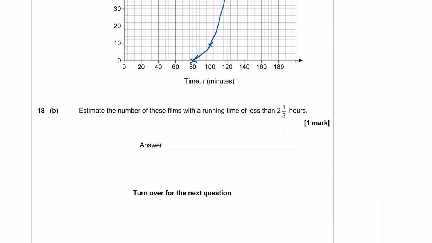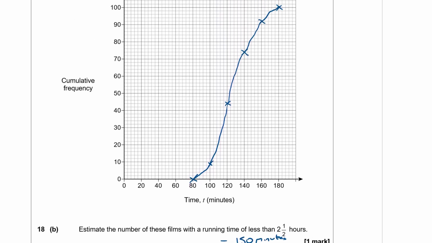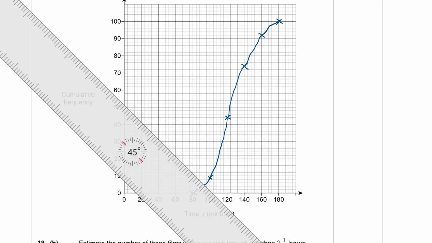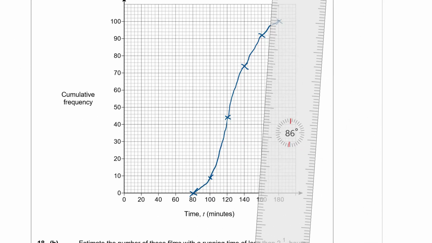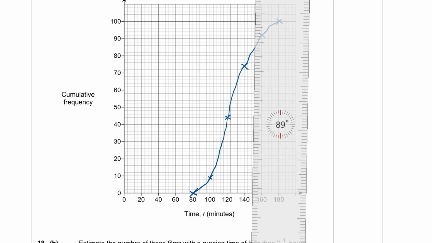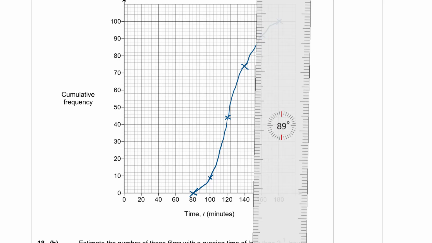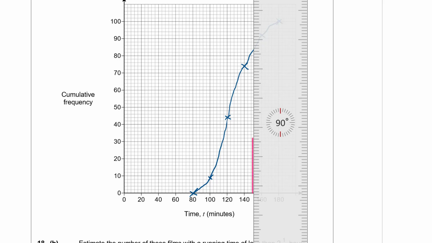Estimate the number of these films with a running time of less than 2.5 hours. So 2.5 hours is how many minutes? That's 150 minutes, isn't it? So what we need to do is read up from 150 and across. So let's get the ruler out, put it on 150. Oops. So we're going to draw up from the 150 until we hit the curve.